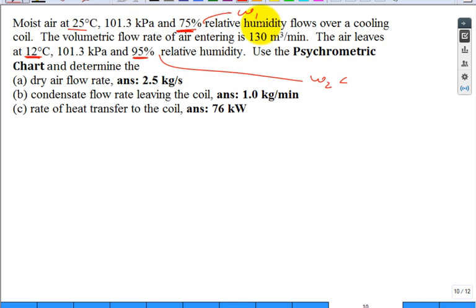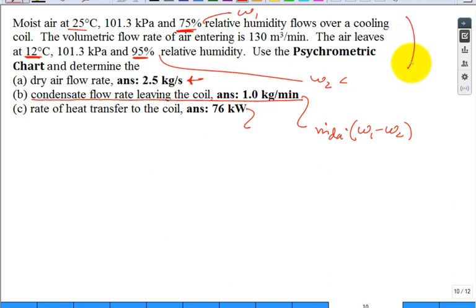And for this, the condensate flow rate leaving the coil, you can calculate. The way you calculate this is the mass flow rate of the dry air times omega inlet minus omega outlet. The same way to calculate the dry air flow rate, and then this is the rate coming off that cooling coil. Actually, we solved this problem, if my memory is correct, by hand, without the chart. And now we solve it with the chart.